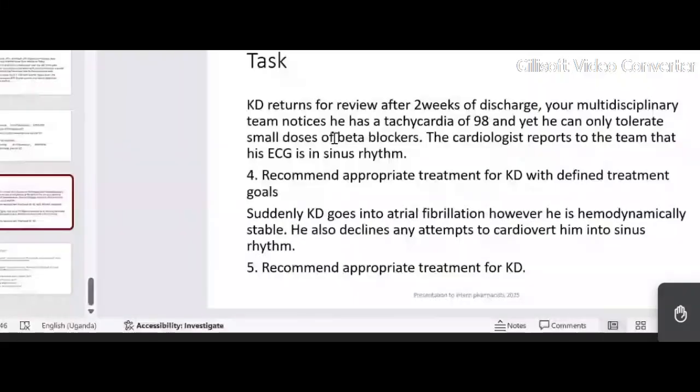Okay. Now you've recommended digoxin. Before we give digoxin, what are the monitoring parameters? What are the baseline labs we have to do? I want to hear. Can someone tell us? Potassium levels. Why? Why do we check potassium levels?